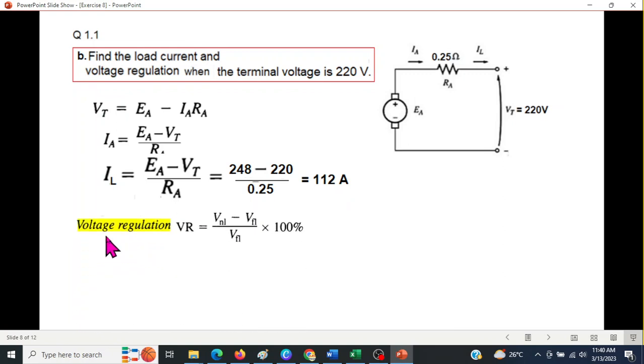And now the voltage regulation, the formula is V no load minus V full load divided by V full load. Now V no load is the EA that we got, that is at no load, and 220 is at full load. So we'll plug in the values. So 248 minus 220 divided by 220. So the regulation is 12.73%. So that means at load the output voltage drops by 12.73%. This is not a very good arrangement.